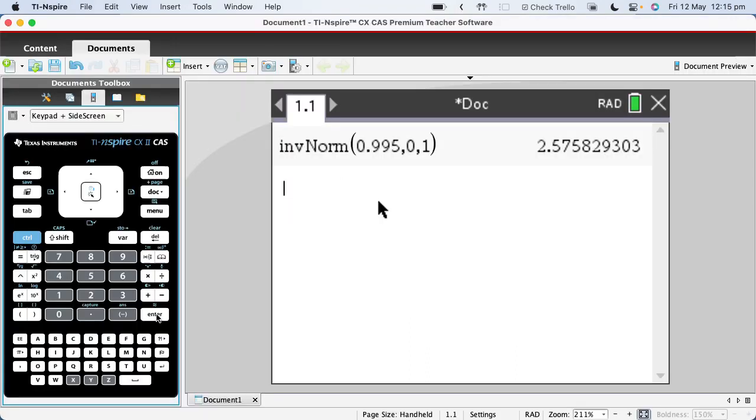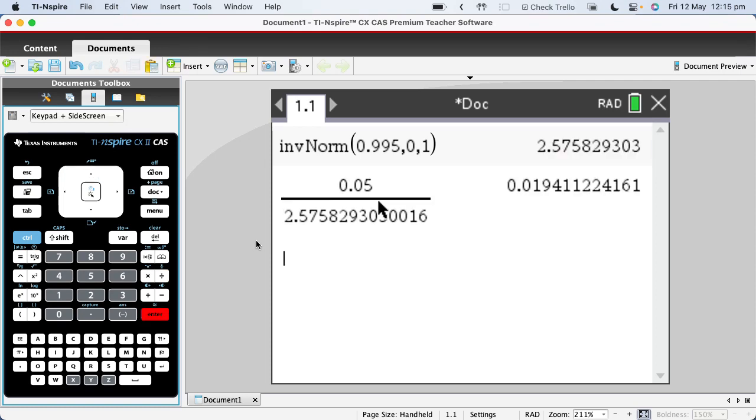So I literally go 0.05 divided by, and I can use my division button here, and then I'm going to go up until that's highlighted and press enter. It's really important that you use this and not just 2.58. It can make a wild difference. So that gives me, and I'll flick over to my whiteboard in a second, 0.0194.